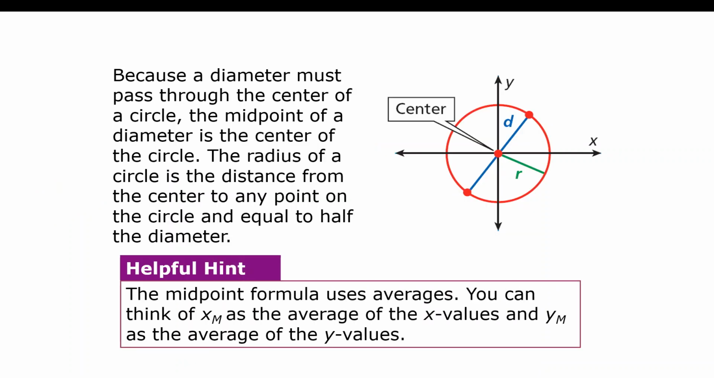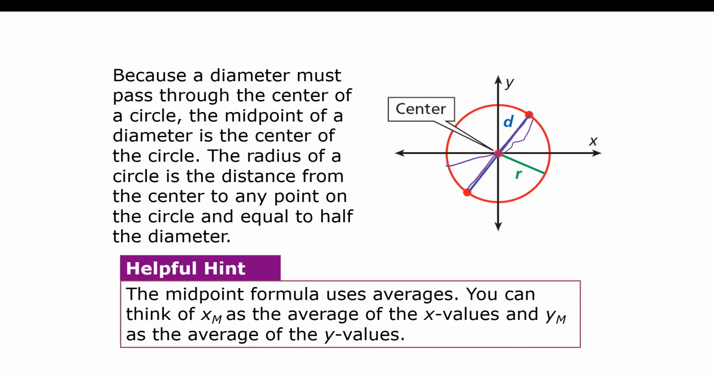All right, so let's think about why we're going to be using the midpoint and the distance. Because the diameter must pass through the center of a circle. The midpoint of a diameter is the center of the circle. The radius of a circle is the distance from the center to any point on the circle, and it's equal to half of the diameter. So if this is our diameter, the radius is half. You guys know all of this.